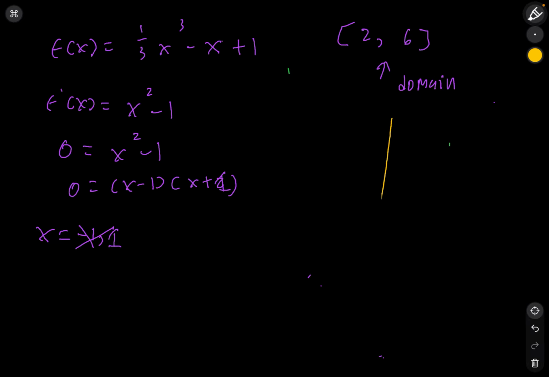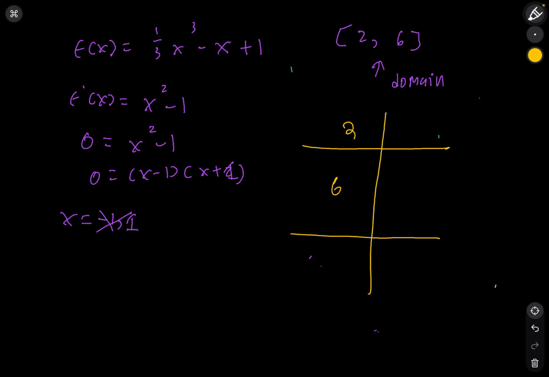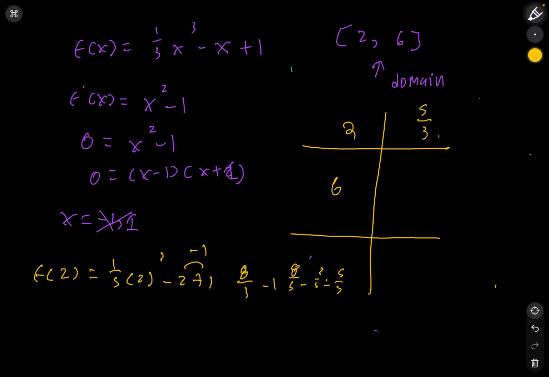So from here we make a little t-chart again. And now we just find what the values of f of 2 and f of 6 are in order to find our minimums. So we have f of 2, which is equal to 1/3 times 2 cubed, minus 2 plus 1. 2 cubed is 8/3. We can just simplify this to be minus 1. 8/3 minus 3/3 is equal to 5/3. So f of 2 is just 5/3.